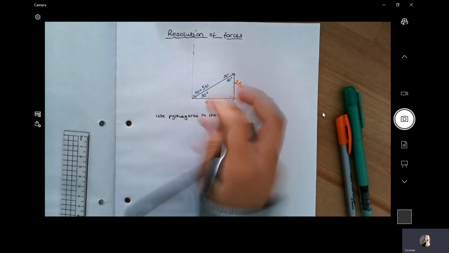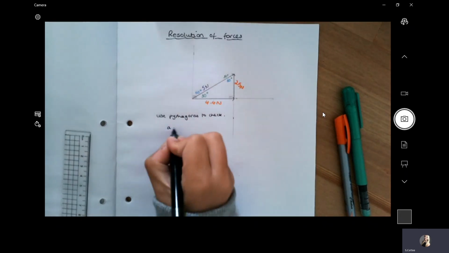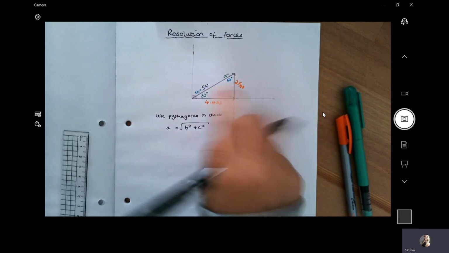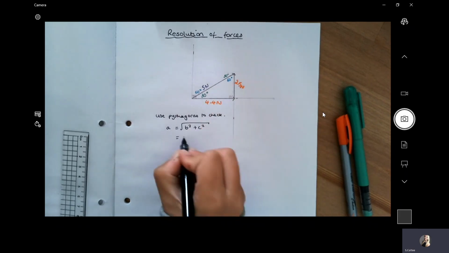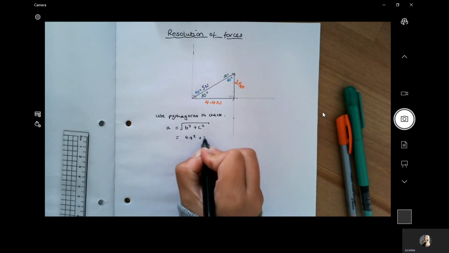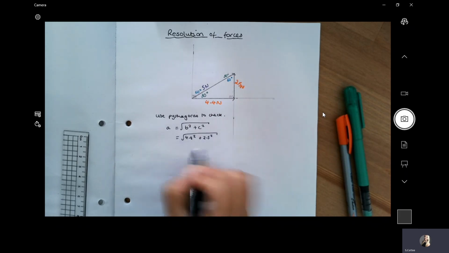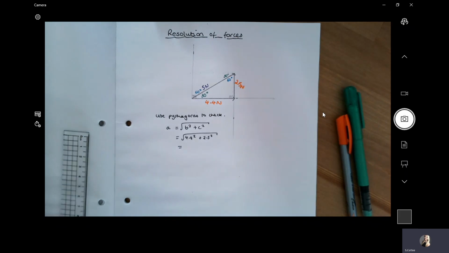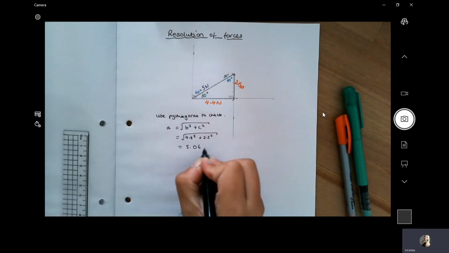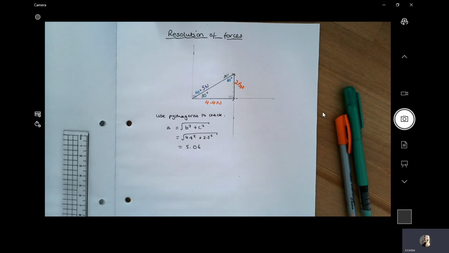So we know that this side here, side A, is going to be equal to the square root of b squared plus c squared, which is these two. So we can have a look and see what that gets us. 4.4 squared plus 2.5 squared, square rooted, gives me an answer in my calculator of 5.06. That is pretty spot on. So I've done that pretty well.